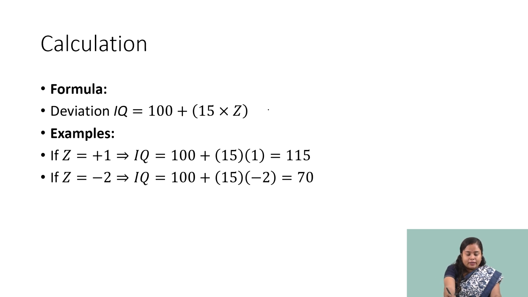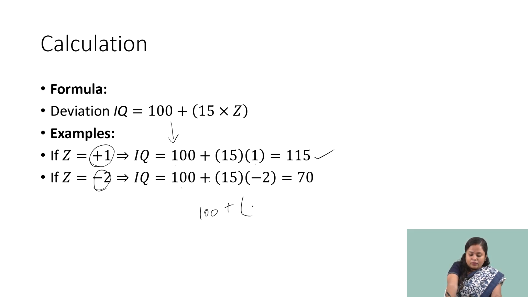So the formula here is 100 plus 15Z. If you have a Z of plus 1, by putting this Z of 1 into the deviation IQ formula, we can calculate the deviation IQ: 100 plus 15 times 1 is equal to 115. Now 100 plus 15, where the Z is minus 2, so it will be 100 minus 30, which is 70. It indicates below average scores on that IQ.